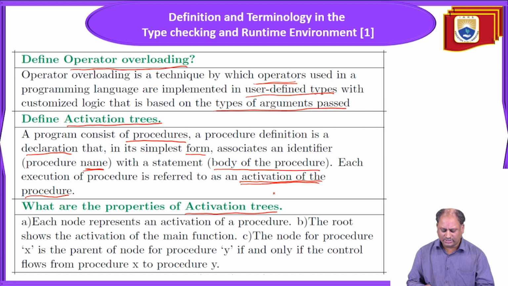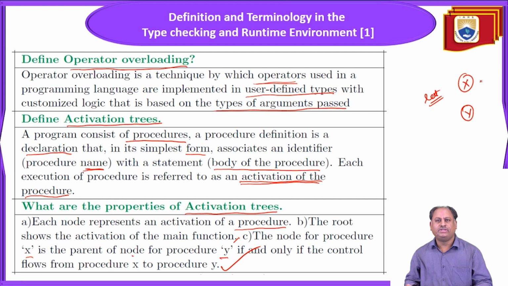What are the parts of activation trees? Each node represents the activation of a procedure. The root node shows the activation of the main function. The node for procedure X is the parent node of procedure Y only if the control flows from procedure X to procedure Y. That means there will be a root node at the beginning of the structure, and X is the parent node for the corresponding procedure Y.